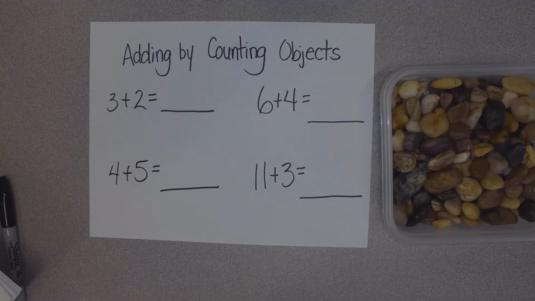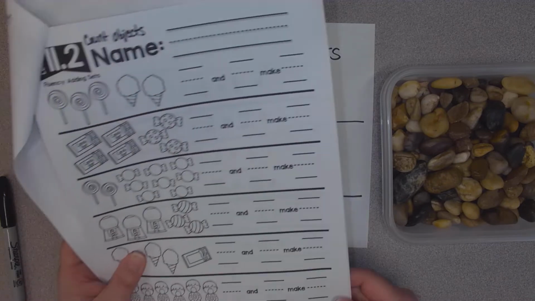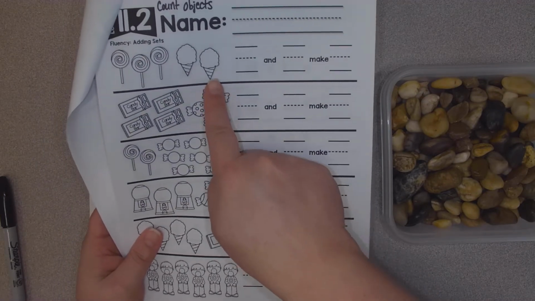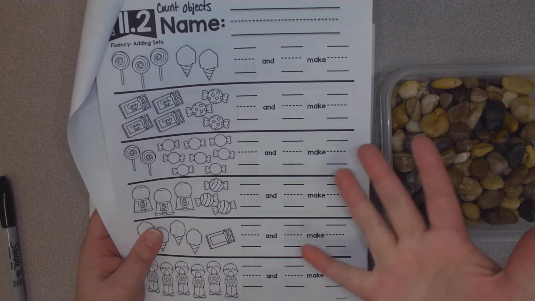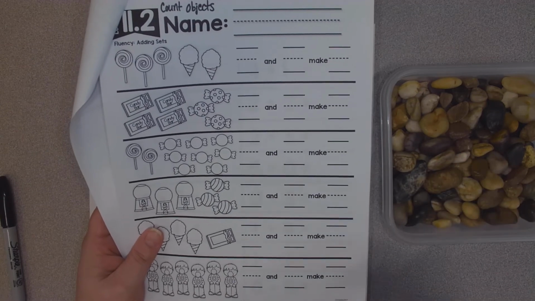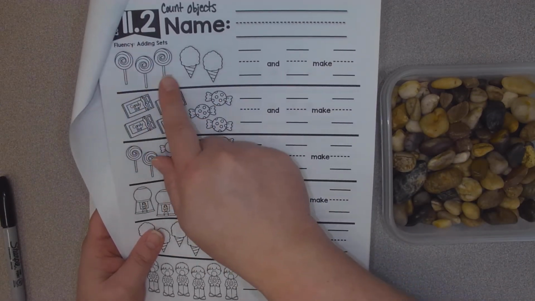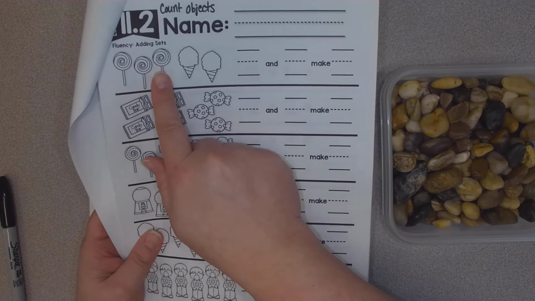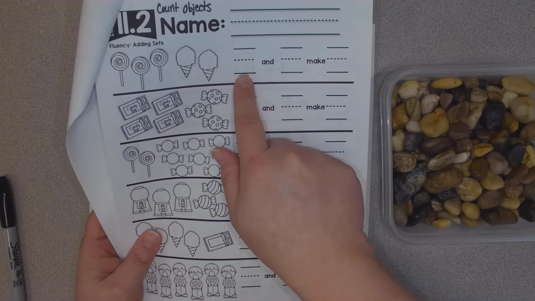Hello everyone. Today we're going to talk about adding by counting objects. The page you are going to be completing today has pictures of things that you just need to add by counting the objects. So if we wanted to count the first set of lollipops, we'd have the number 1, 2, 3. 3 would go here.